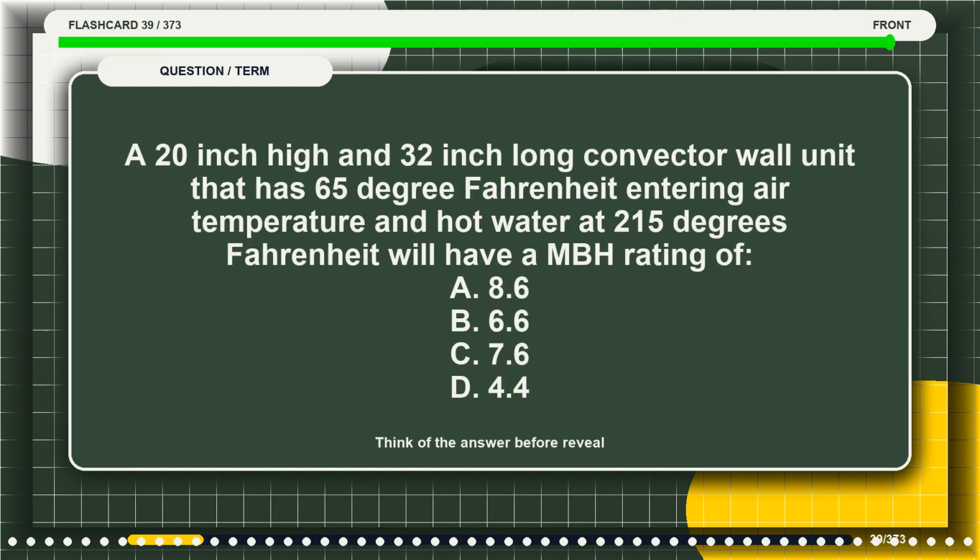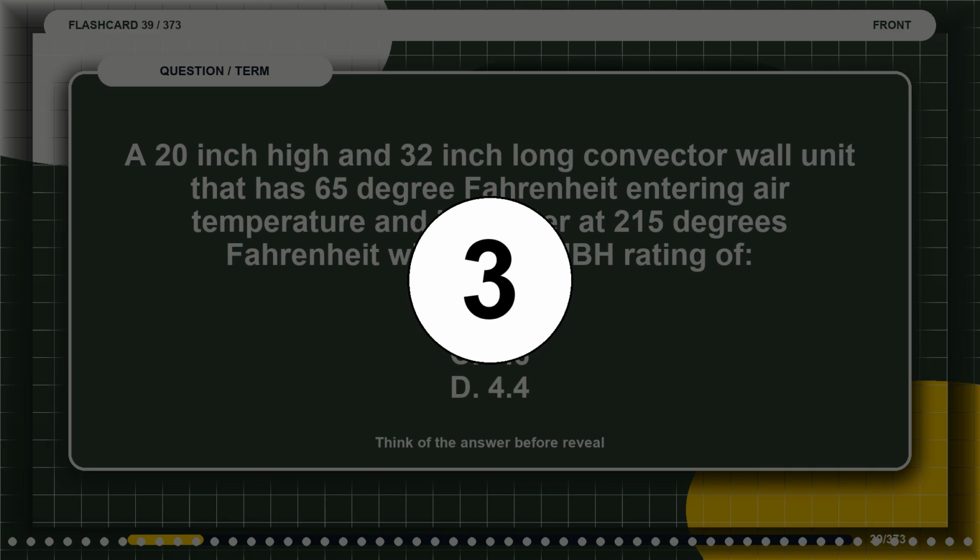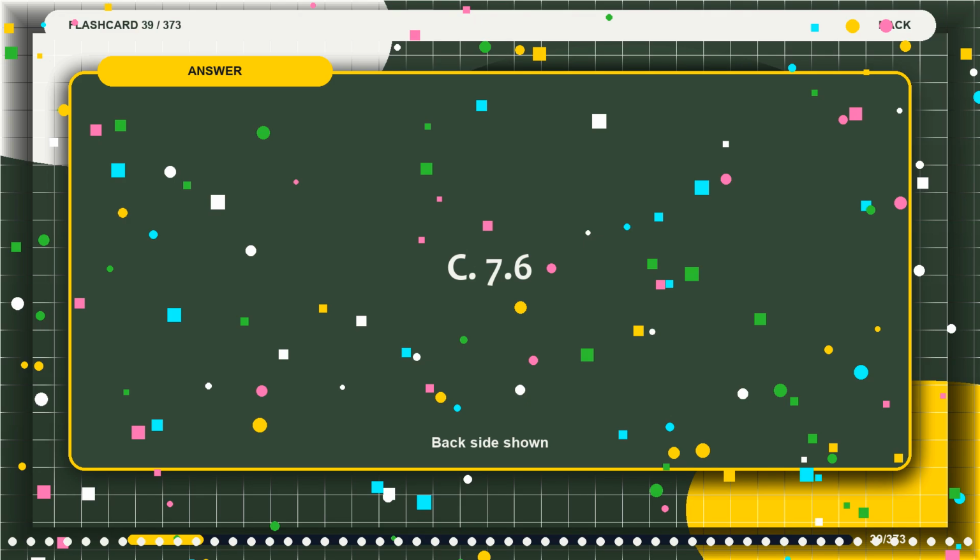Flashcard 39. A 20-inch high and 32-inch long convector wall unit that has 65 degrees Fahrenheit entering air temperature and hot water at 215 degrees Fahrenheit will have an MBH rating of A. 8.6. B. 6.6. C. 7.6. D. 4.4. Think of the answer before the reveal. The answer is C. 7.6.